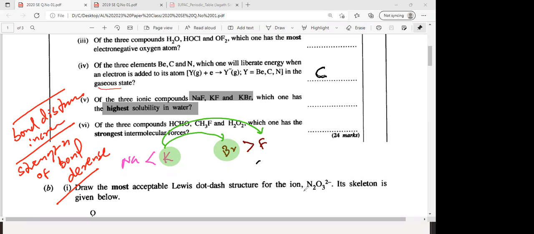So therefore KBr: when K and Br are combined, both are larger. If you take Br and F, Br is larger. When you take Na and K, K is larger. Therefore the answer will be KBr.